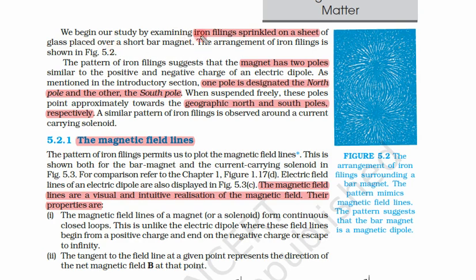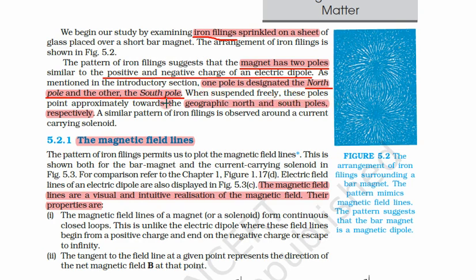So we begin our study with examining iron filings sprinkled on a sheet. The pattern of iron filings suggests that the magnet has two poles. This is one pole, this is another pole, because we can see there is a pattern, similar to the positive and negative charges of an electric dipole. As mentioned in the introductory section, one pole is designated as north, another pole is south.